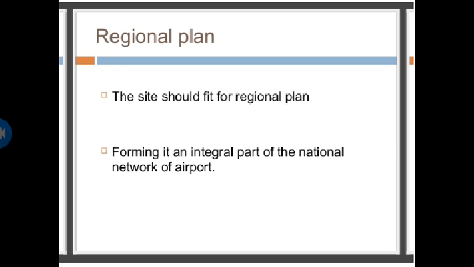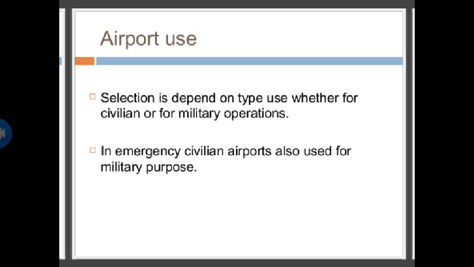The site should fit the regional plan by forming an integral part of the national network of airports. Next one, airport use. The selection is dependent on the type of use, whether for a civilian airport or for military operation. In an emergency, civilian airports are also used for military purposes.